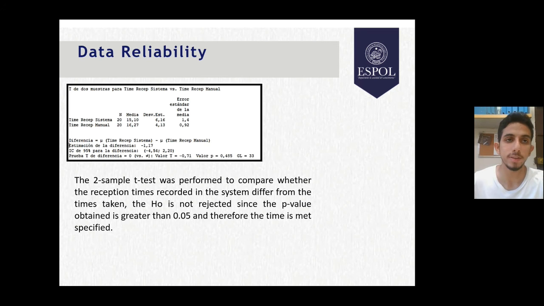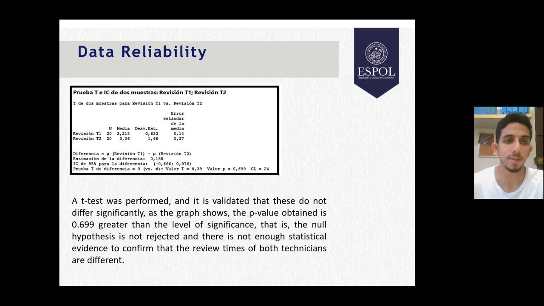The two sample t-test was performed to compare whether the reception times recorded in the system differ from the times taken manually. The null hypothesis is not rejected since the p-value obtained is greater than 0.05, and therefore the time is met as specified. A t-test was performed and it validated that they don't differ significantly, as the graph shows.